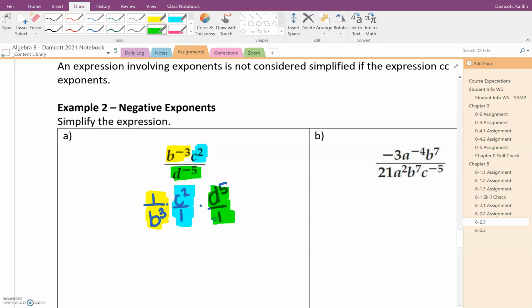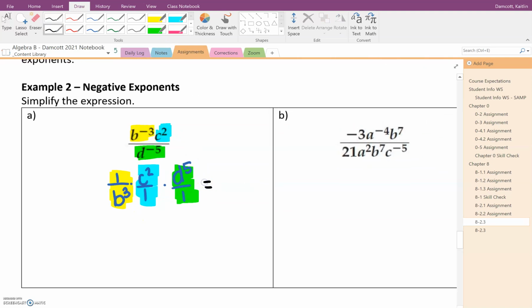Once you have everything switched up and down so that it's in the correct place, then you're just rewriting. So we've got 1 times c squared times d to the fifth. All that's going to be is c squared d to the fifth. On the bottom, we have b to the third times 1 times 1. Those ones don't matter. We just have b to the third. So here's our answer. We have c squared d to the fifth over b to the third. So that is example A.